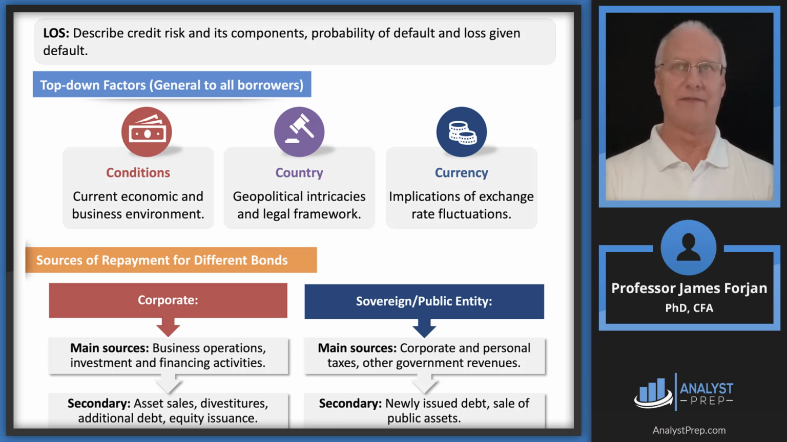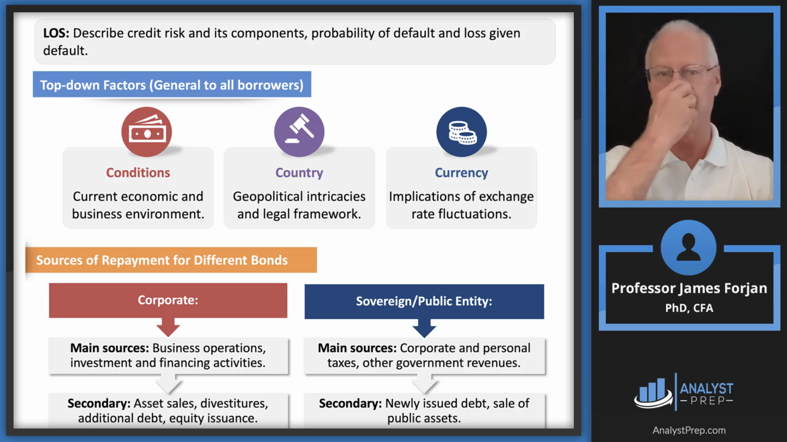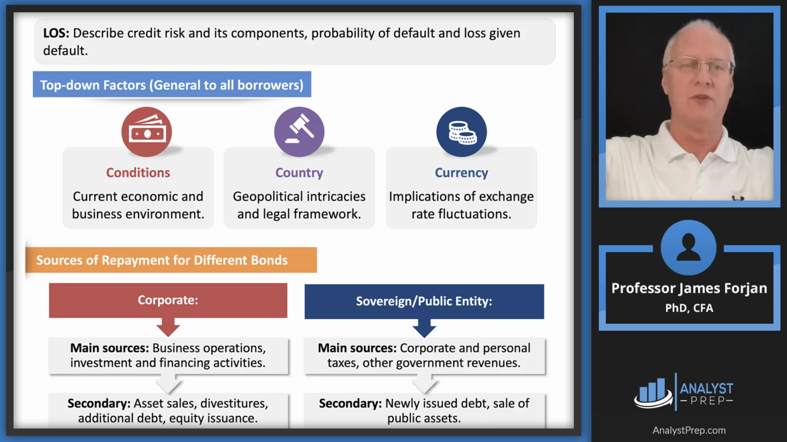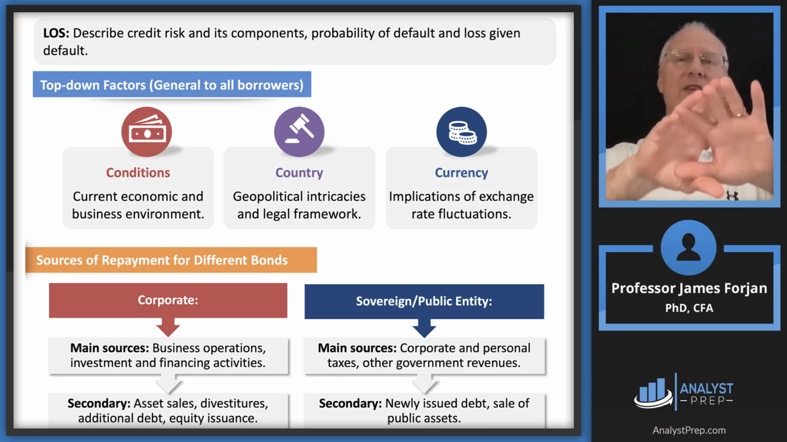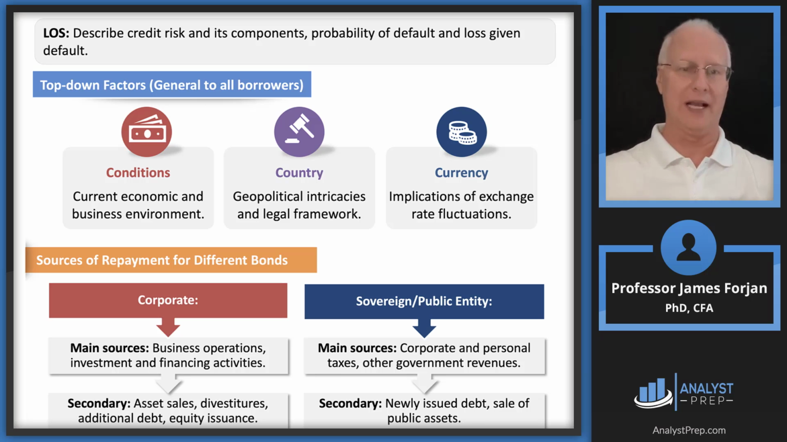All right, how about top-down factors? So what did we do? We started at the firm, we started at the borrower, and we worked our way upwards. Now let's start at the top. These are just factors that are general to all borrowers. This means these are macroeconomic factors that are related to current economic conditions, current business environment conditions, current state of the stock market, current state of the bond market, unemployment, all that kind of stuff.